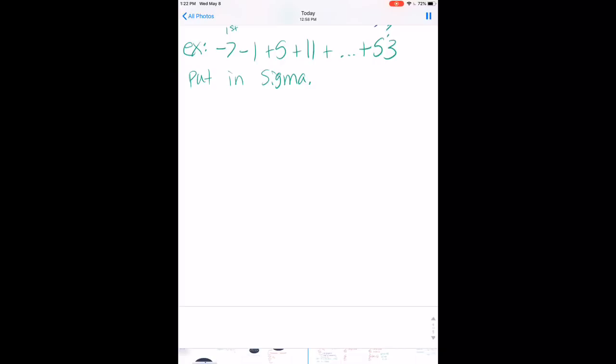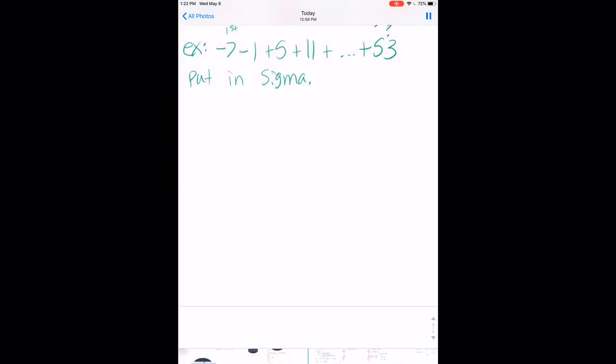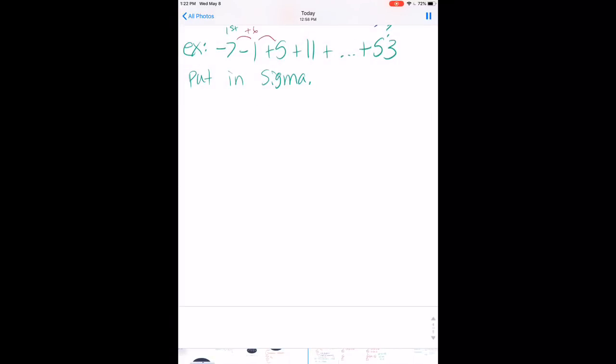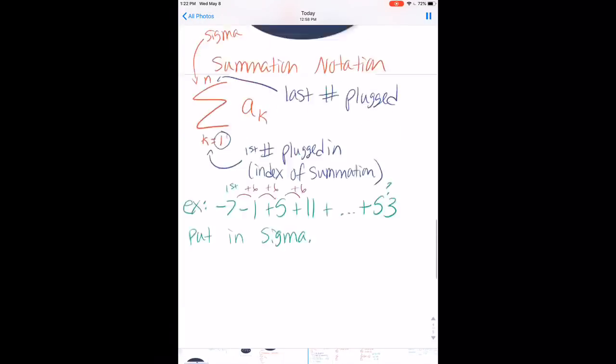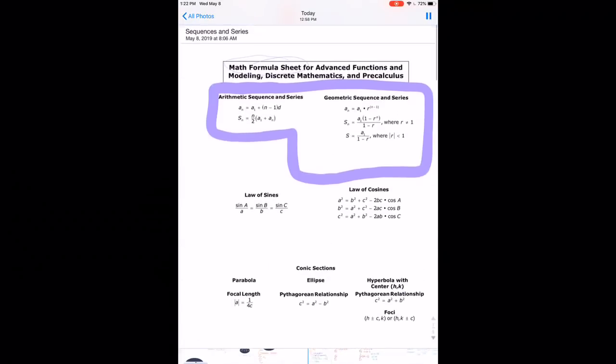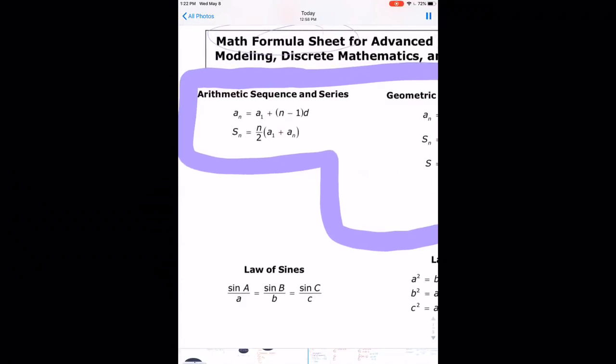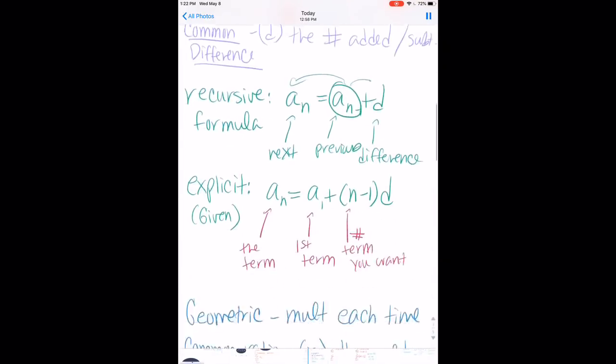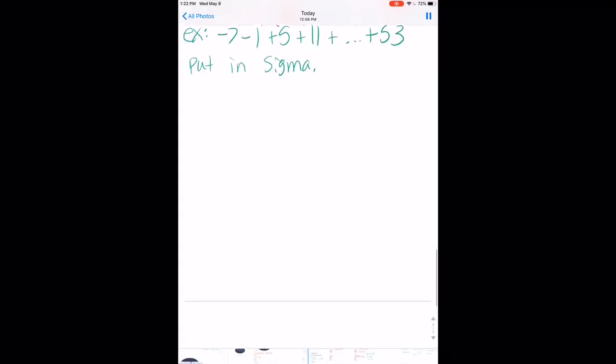So I need to know if this is arithmetic or geometric, first of all. So I'm going to start by finding out, so I'm adding 6 every time. So it definitely is arithmetic, so I'm going to want to use the arithmetic formulas for this. So I can just go back up and check, and the arithmetic formula is right there. a sub n equals a sub 1 plus n minus 1 times d. So that's the one I'm going to use.